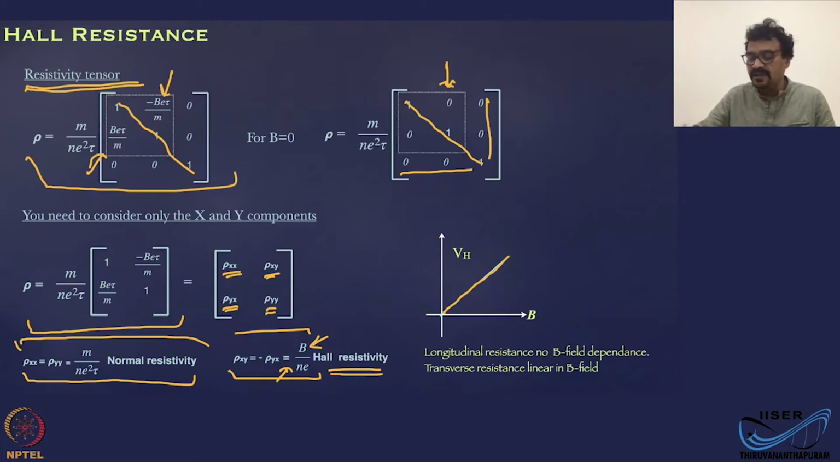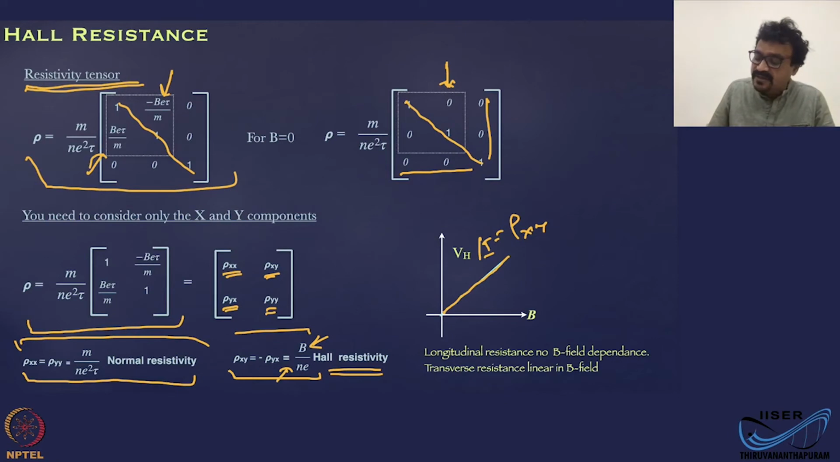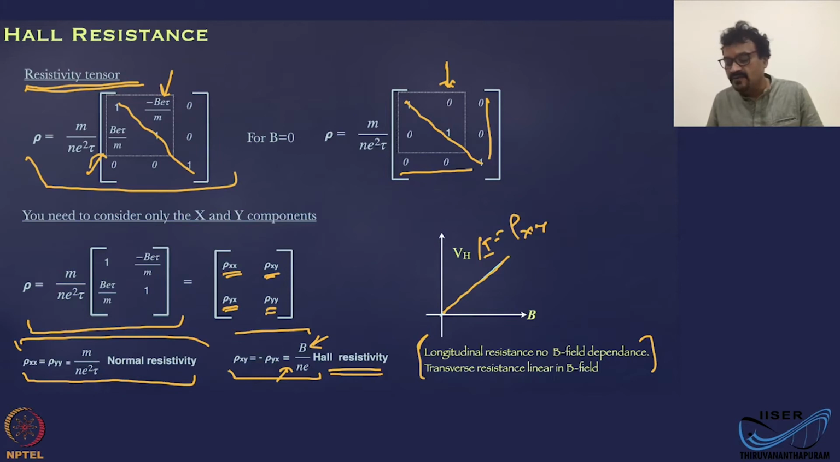This is proportional, the Hall resistivity. So Vh by I will give you the rho xy. That is your Hall resistance. The slope of that is proportional to the B field. But at the same time the longitudinal resistance does not have any dependence on the B, whereas only the transverse resistance has a dependence.